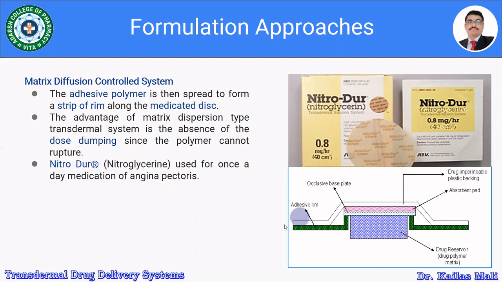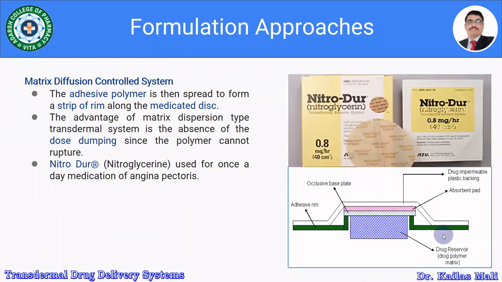So here, the last one is the drug impermeable plastic backing. This is the absorbent pad. This is the occlusive base plate, and this is the adhesive rim, and here is the drug reservoir. So this is a design or approach for the matrix diffusion controlled system. The adhesive polymer is then sprayed to form a strip of rim along the medicated disc.